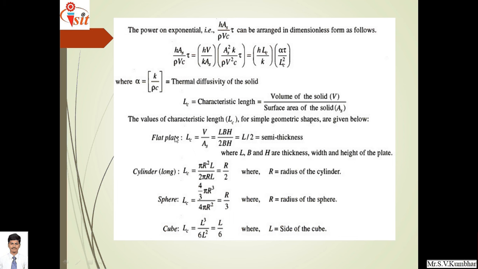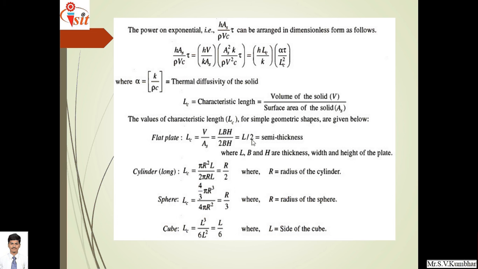So for a plate, the characteristic length Lc is equal to V upon As. V is the volume, L B H, and its surface area is 2BH. This BH will get cancelled. So for a plate, the characteristic length is calculated as L by 2. Remember, we will require this characteristic length while solving numericals.